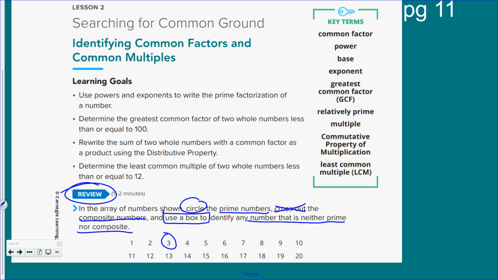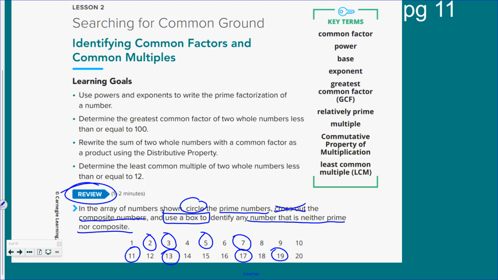Jack? 5. Y'all just tell me. 1. 1 is not a prime number. We'll talk about that one in a few minutes. Say that again. 13. Just tell me. 11. What else? 2. 17. 19. 7. We've got 13. Are there any other ones?